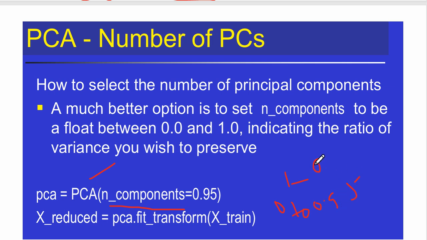Or if we are giving the value in n_components from 0 to 1, this value can be taken as the explained variance ratio. What this indicates is that we have to pick the number of components that covers 90% of the actual data from the given data set. Okay, so hope you understood.